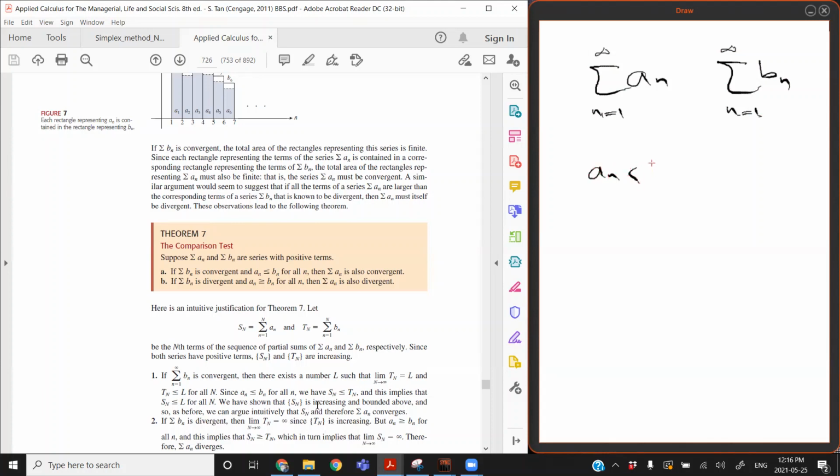An is less than or equal to bn for any n greater than or equal to 1. That is, for example, A1 is less than or equal to B1. A2 is less than or equal to B2. A3 is less than or equal to B3, and so on. So this is the case for all the terms of these two series.